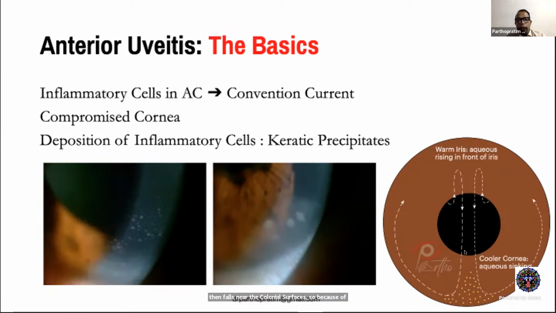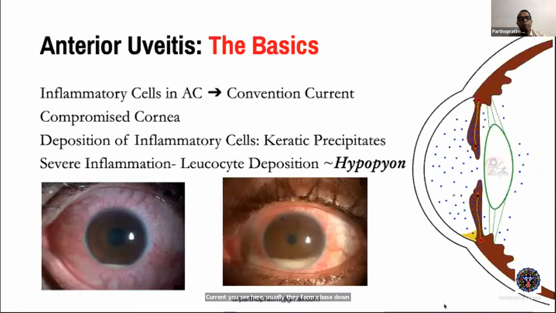Now the corneal endothelium is not getting proper nutrition because of the turbid aqueous humor. So there will be desquamation of the corneal endothelium at several places. And because of the sticky nature of the corneal endothelium, the inflammatory cells moving in the anterior chamber will come and stick to the corneal endothelium. This is what we perceive as keratic precipitates. Because of this convection current, they usually form a base down triangle, which is known as Arlt's triangle.